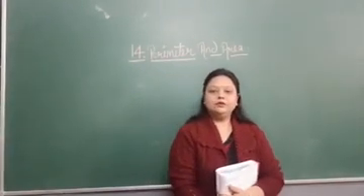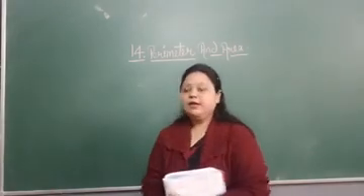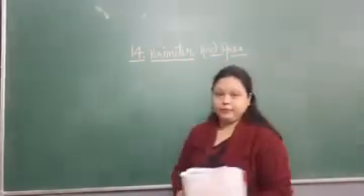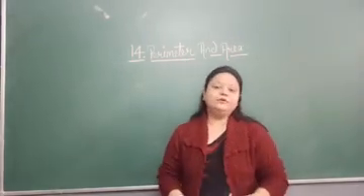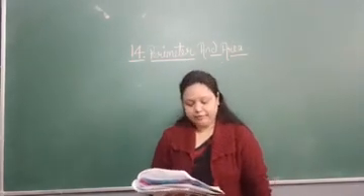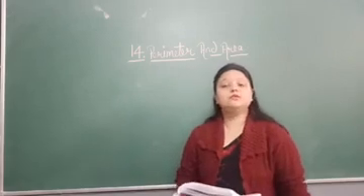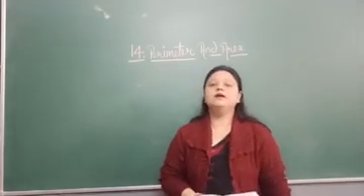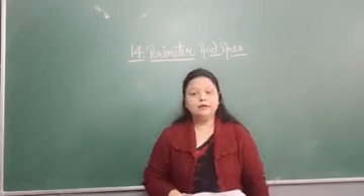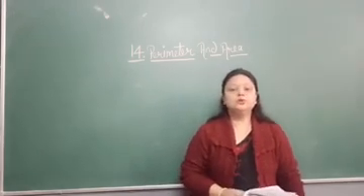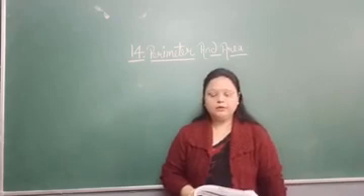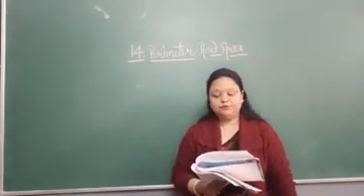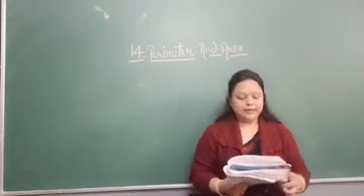Today we are going to start our new chapter, chapter 14, perimeter and area. Today we are going to study what is perimeter, perimeter of a square, perimeter of a rectangle, perimeter of a triangle and their formulas to calculate. Okay, so all of you open page number 104, chapter 14, perimeter and area.